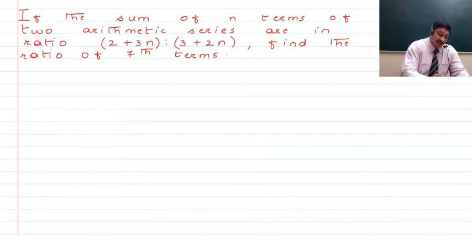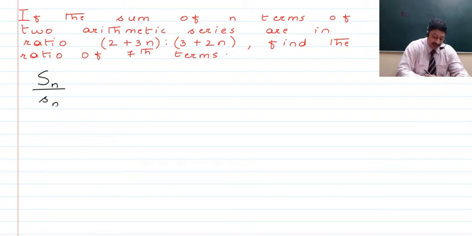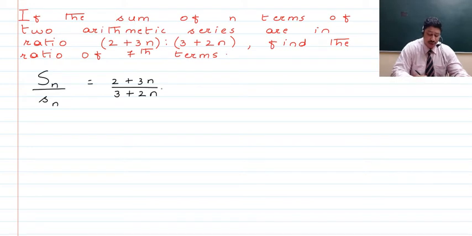The thing that has been given to you is, say, the sum of n terms of the first series to be capital Sn, and the sum of n terms of the other series to be, say, small sn, and the ratio of both of these has been given to be equal to 2 plus 3n divided by 3 plus 2n, and this is how we write the ratio as a fraction, right? Further, after this, here we will also be writing the formula of the sum of n terms, so that now we can simplify this.